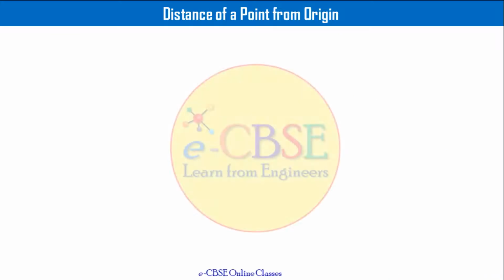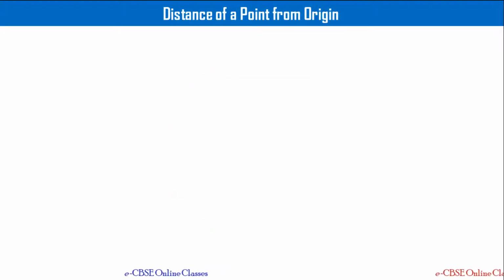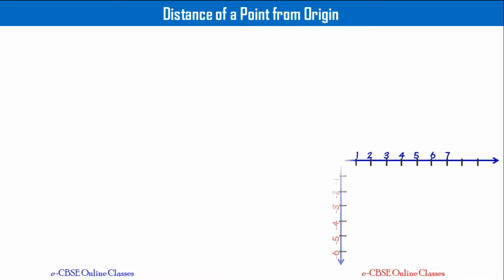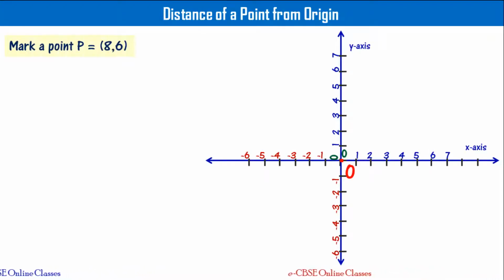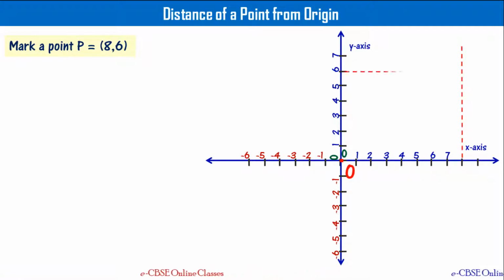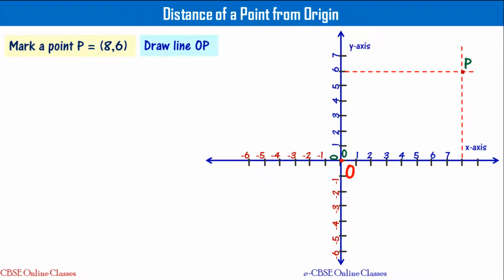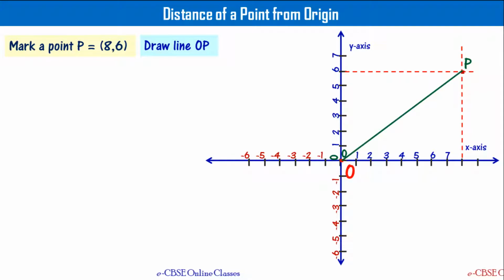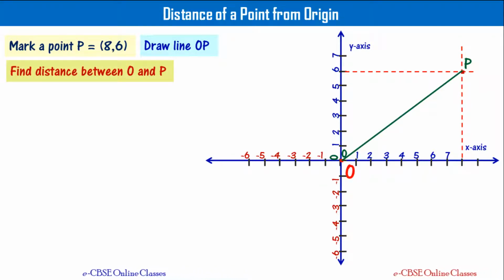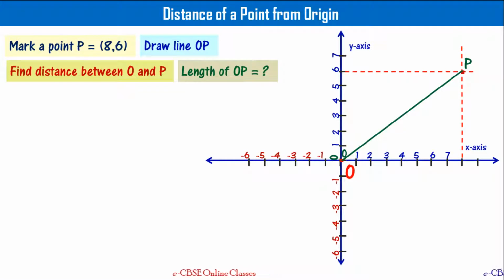Let's now find the distance between a point and origin of the coordinate system. Let's mark a point P, that is 8, 6. The point P is marked. Let's now draw a line OP connecting the origin O and point P as shown in the figure. Now we have to find the distance between O and point P. It essentially is equal to finding the length of line segment OP, right?